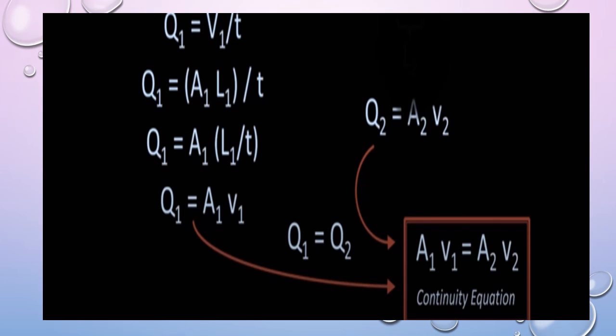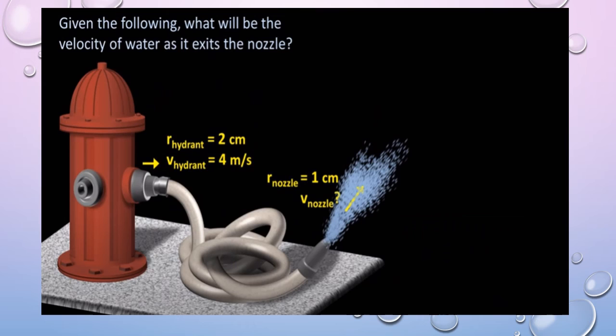And this equation A1 V1 is equal to A2 V2 means that the area on the left hand side with the product of V1, the velocity of the fluid on the left hand side, should be equal to the area on the right hand side with the product of the velocity on the right hand side V2, which is the equation of continuity. Example of a water hydrant.